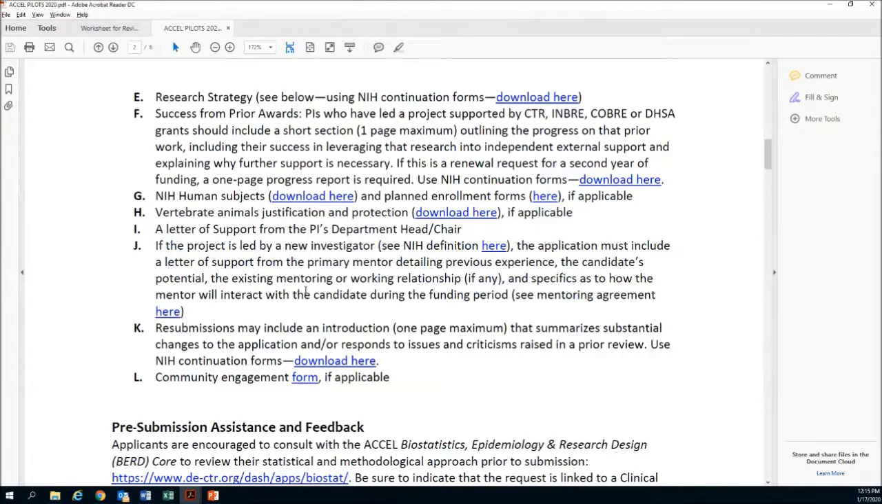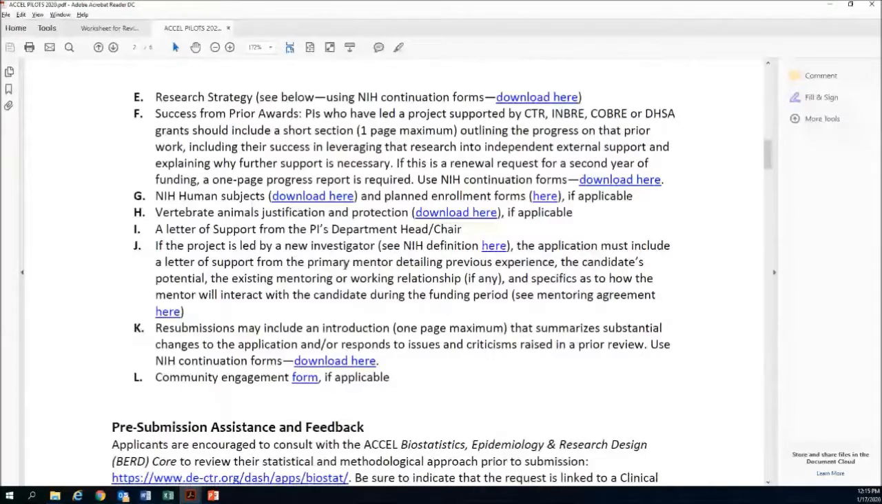You'll need a letter of support from your department head or chair. As you go across different institutions, who that person is may vary a little bit. So if you're confused, the person who would know is your OSP contact. And again, I'm happy to help you try to figure out who you need support letters from.